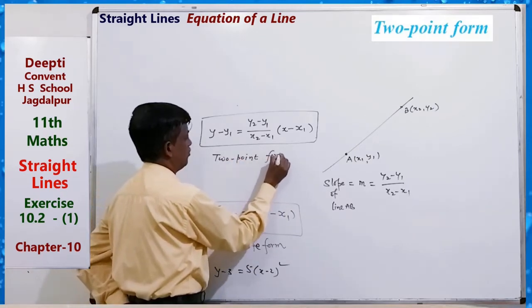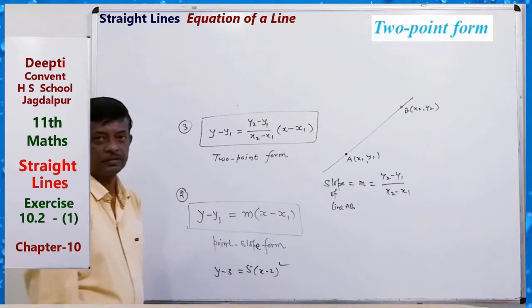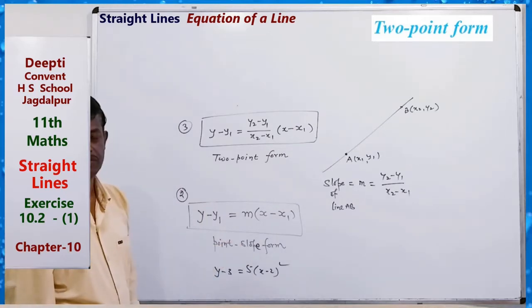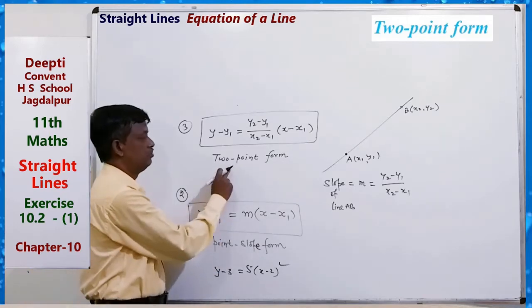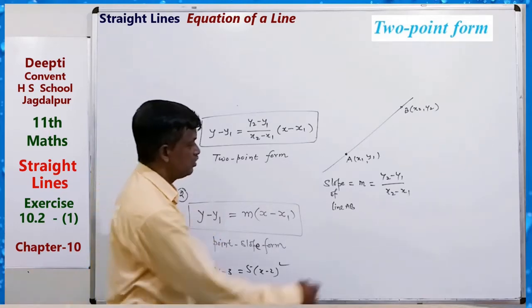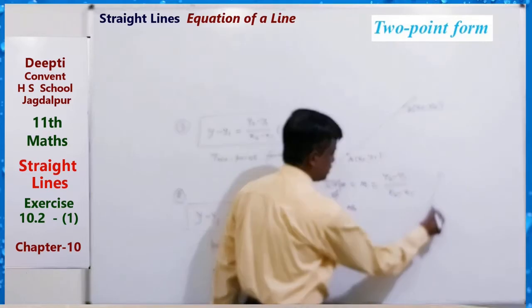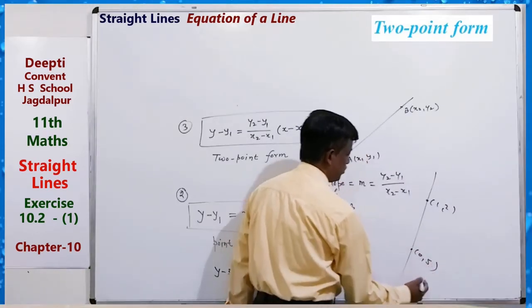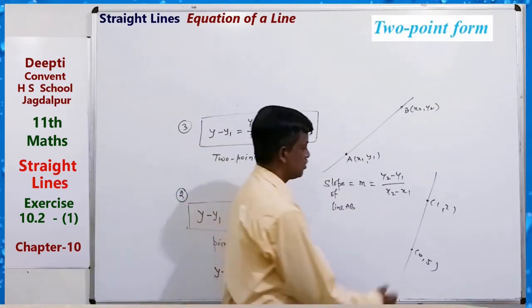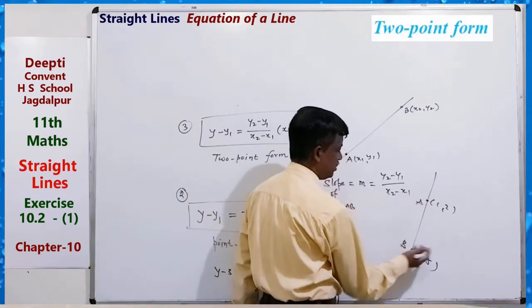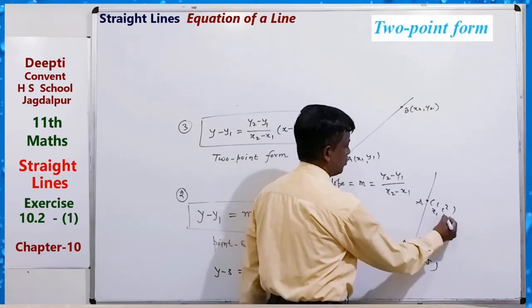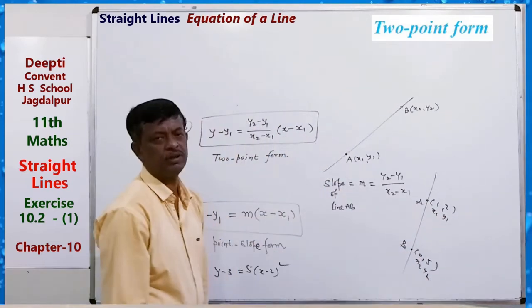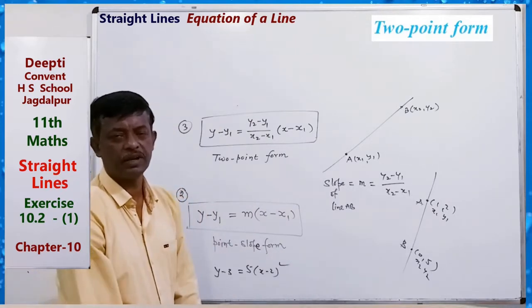Two-point form, the equation in two-point form. Suppose you are given two points, just like a line passing through points (1, 2) and (0, 5). Suppose this is A and this is B. Then just use x1, y1, x2, y2. Just put the values here, and you can get the equation of the line.